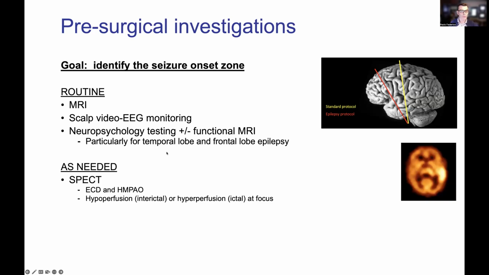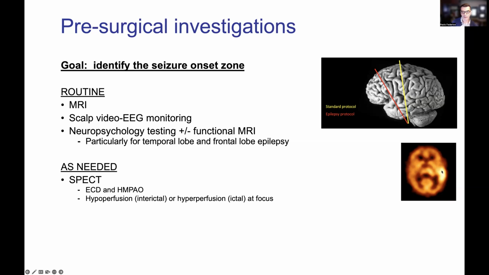We do also perform other tests on occasion, and this includes a SPECT, which stands for single photon emission computerized tomography, using either ECD or HMPAO, which are tracers that measure blood flow. And when we measure blood flow in patients with focal epilepsy, sometimes hypoperfusion can be seen at the seizure onset zone in between seizures, or if we obtain what's called an ictal SPECT, where we measure blood flow during a seizure, we can see hyperperfusion at the seizure onset zone, such as in this image here.